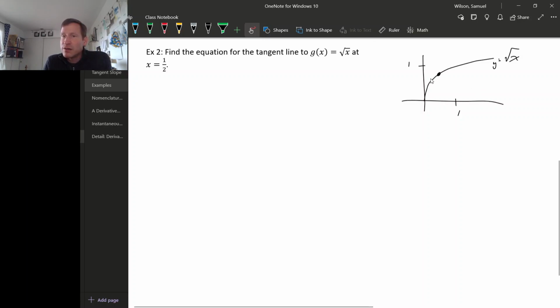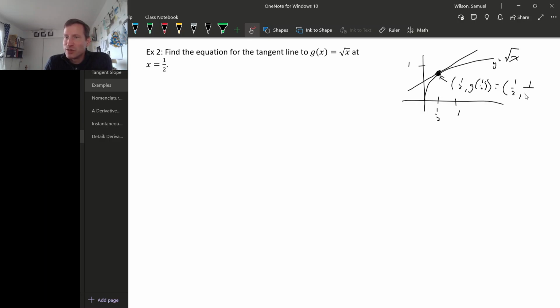There's a tangent line that goes through this point, and we can find this point of tangency just by plugging in 1/2. So this point is 1/2 comma g of 1/2, but g is the square root function, so this is 1/2 comma 1 over root 2. So we have a point on this line, but we don't know the slope of this line. If we know a point and the slope, then we can write the equation of the tangent line.